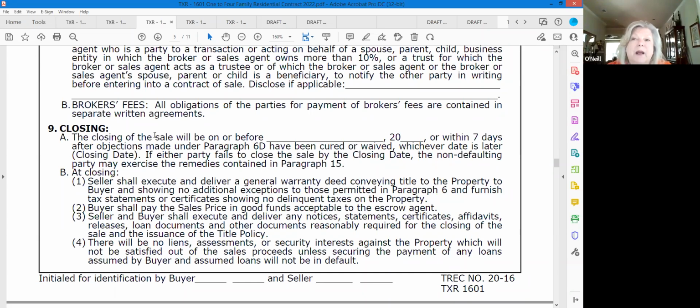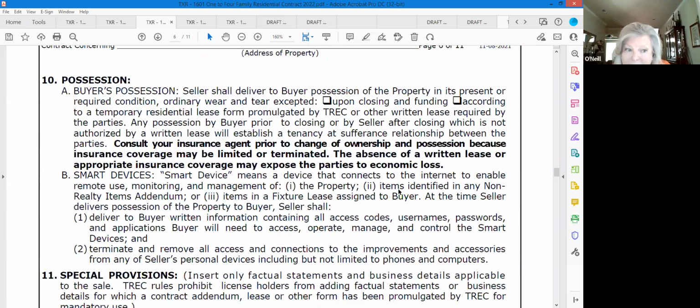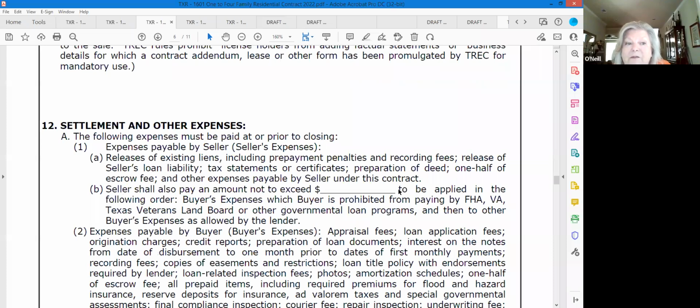In the closing, in paragraph 9 of the contract, it's very clear. The closing of the sale will be on or before this date. And it says if either party fails to close the sale by the closing date, the non-defaulting party may exercise the remedies contained in paragraph 15, which is part of our contract, which says default.